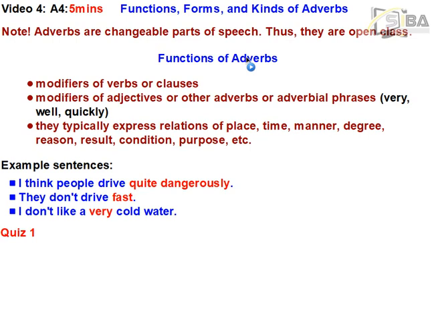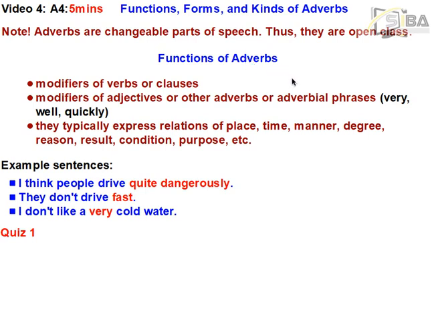Right, let's look at our first function. The first function is modifier. Adverbs are modifiers of verbs or clauses. That means they tell more about the verb in a sentence. Okay, so don't use a verb without an adverb, else it will not give a clearer meaning. So if you want your verb to be clearly understood, then you need to modify it with an adverb.